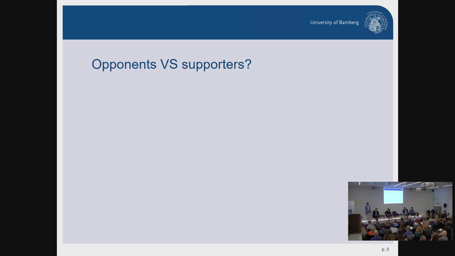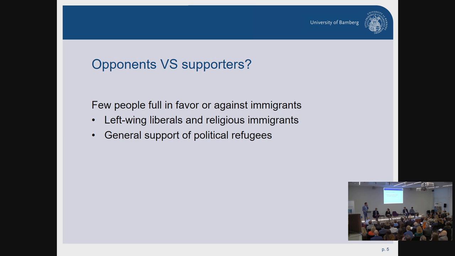So we know, for example, that more and more research shows that left-wing liberals, who are in general very tolerant, might be more skeptical when it comes to specific immigration groups like religious Muslim immigration groups. Their attitudes are sometimes getting more critical. So that shows us that the tolerant people are not always tolerant. It really depends on which immigrants we are facing.